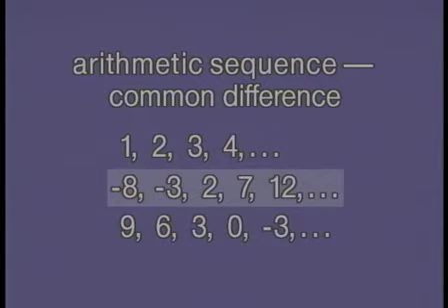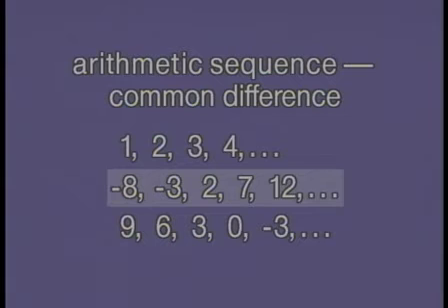Because obviously from -8 to -3, we're going up the number line. And therefore, we're adding a positive number. The way to check that is to say, hey, if I add 5 to -3, do I get 2? Yes, I do. And when I add 5 to 2, do I get 7? Indeed. And of course, 5 plus 7 gives us 12. What would the next term be? Well, since the common difference is 5, we're going to add 5 to 12 and get 17.